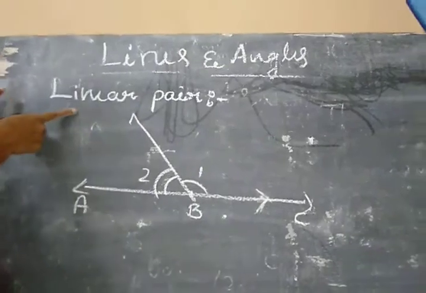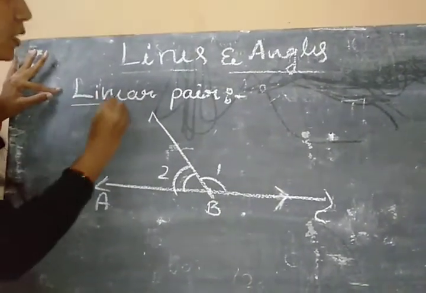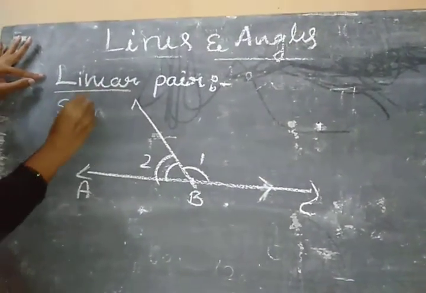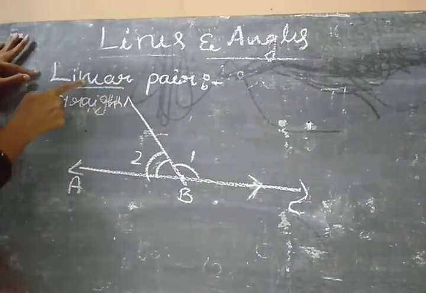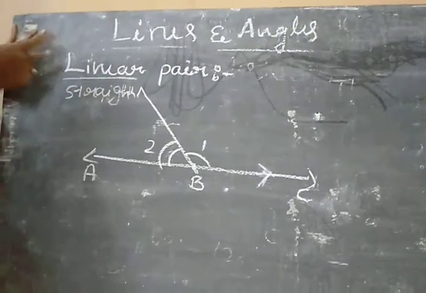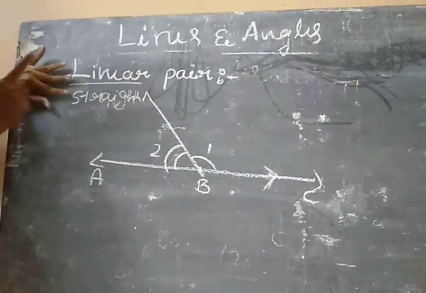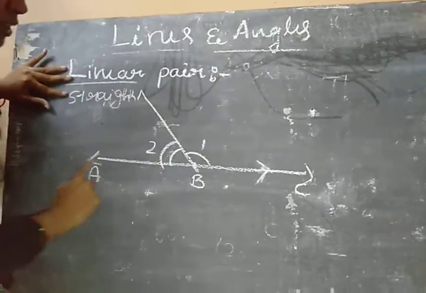The name itself says that linear is nothing but a straight line. Okay, this will form the line. This is called a straight line. Linear, the name itself says that linear means straight. So see this figure. Here this is the ray.